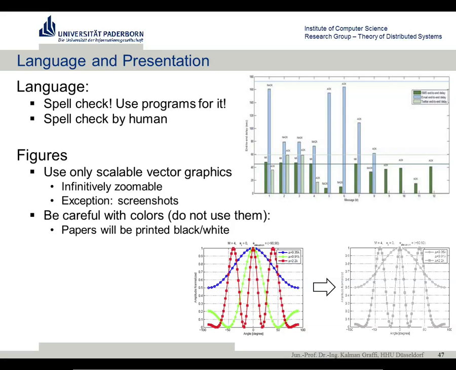Also, if you have figures, use scalable vector graphics like PDFs or EPS. Do not use JPEGs, because scalable vector graphics are infinitely zoomable. You can always read them, and PNGs and JPEGs not. And also with colors, be careful. This is a colored picture, as most of you see, some of you. And typically, if you print it black and white, then it looks like this, and you cannot identify the details. So you should always keep in mind that your papers will be printed black and white.